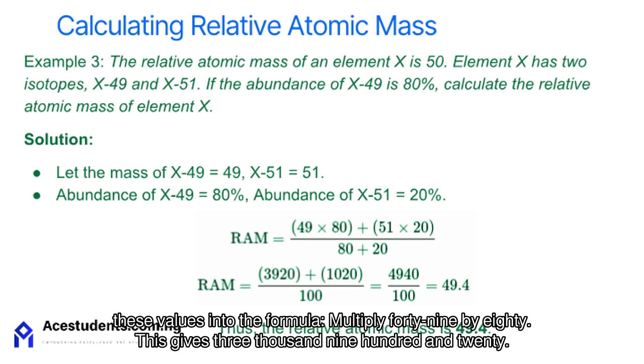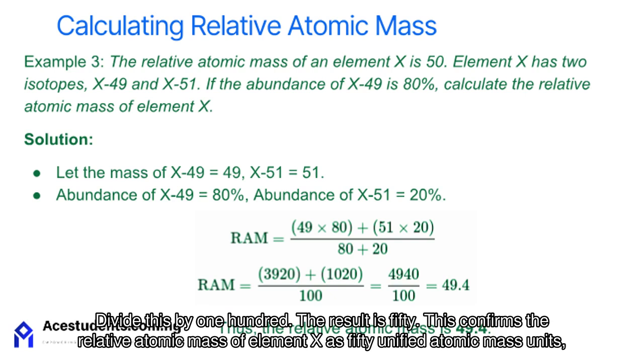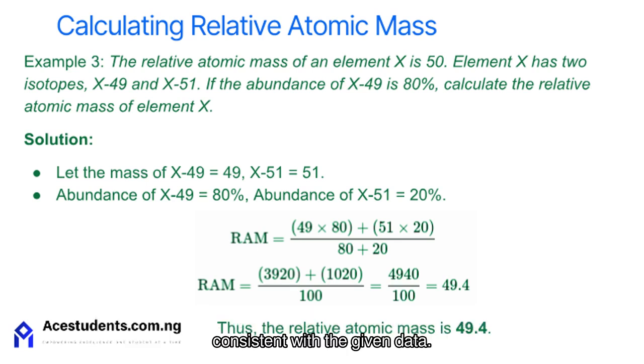Now, substitute these values into the formula. Multiply 49 by 80. This gives 3,920. Multiply 51 by 20. This gives 1,020. Add these values. The total is 4,940. Divide this by 100. The result is 50. This confirms the relative atomic mass of element X as 50 unified atomic mass units, consistent with the given data.